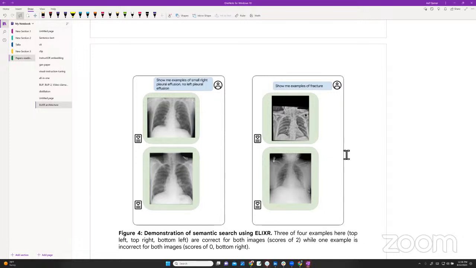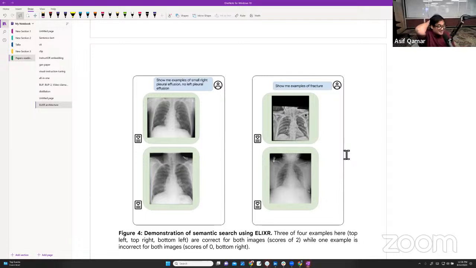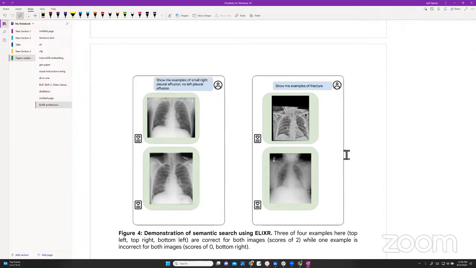Show me an example of small right pleural effusion, no left pleural effusion. So in medical school we have predefined mathematical formulas, and here AI automatically reverse engineered that formula. Yeah, exactly. See, guys, at the end of it, think about it. How long would it take you to diagnose this? I think that's the question I have to ask.